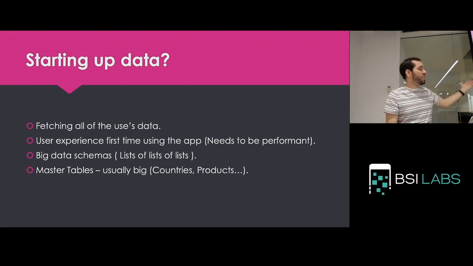Another case is when you have master tables, like control tables. Maybe a list of addresses or a list of countries, something that will never change, and it's usually pretty big. In our app, we have a few, like a list of fertilizers, a list of products that will never really change, and it's a huge amount of information. Over 10,000, 20,000 rows for that table specifically.